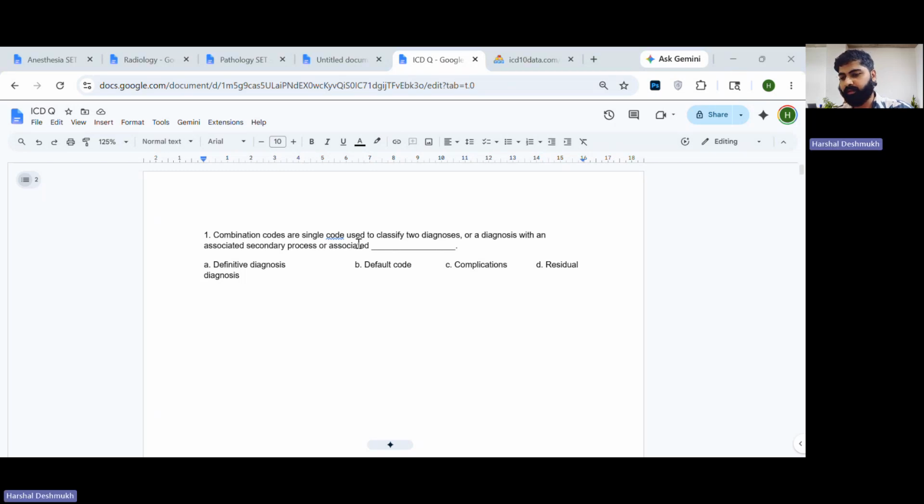Combination codes are a single code used to classify two diagnoses or a diagnosis with an associated secondary process or associated XYZ. We'll have to fill in the blanks among the four options. If you've got the answer, why not skip ahead 10 or 15 seconds? If you have not got the answer, try to get the answer via the book. Open your book with ICD, get your answer quickly.